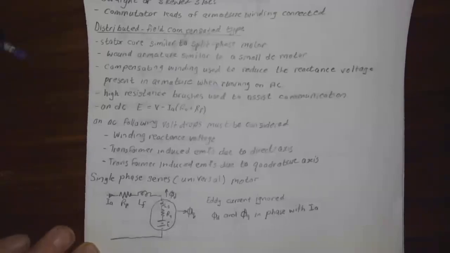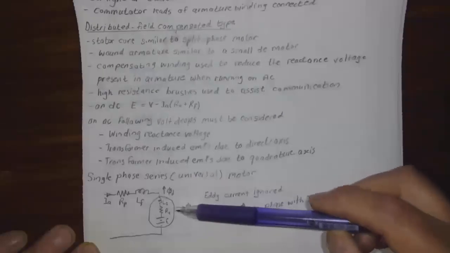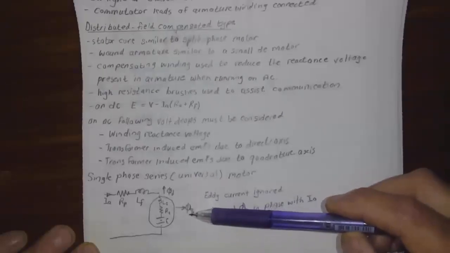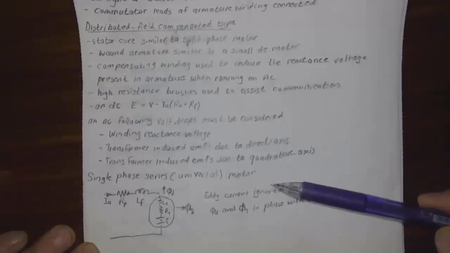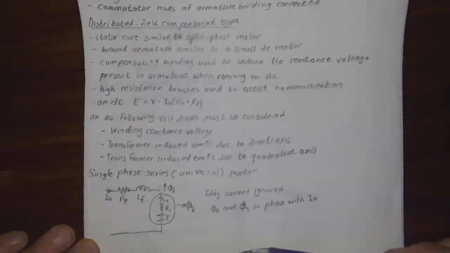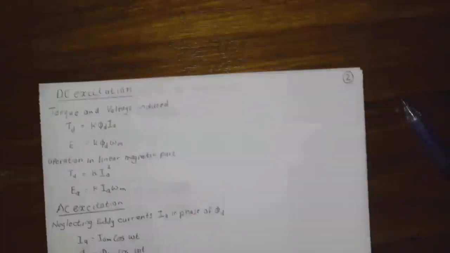Okay, in this case, we have a direct flux and a quadrature flux. So we ignore the eddy current, and phi d and phi q is in phase with armature current. Now, next thing that we are going to look at is all the types of formulas that we are going to use here.